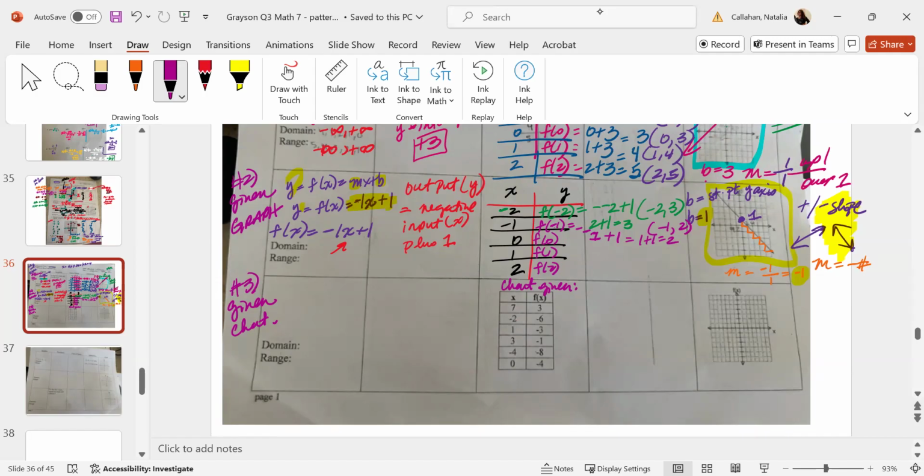Well, if it's giving you the chart, this one right here, which is the ordered pair, should be easy. Because you know that f of x is equal to y, correct? First one is (7, 3). Do you see that? Second one is (-2, -6). Next one, (1, -3). Do you see that? Yeah. (3, -1), (-4, -8), (0, -4), correct?